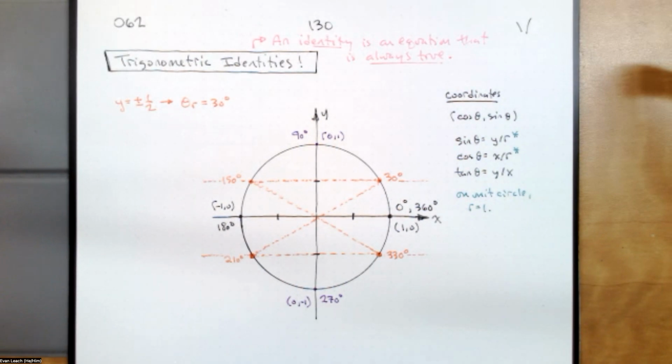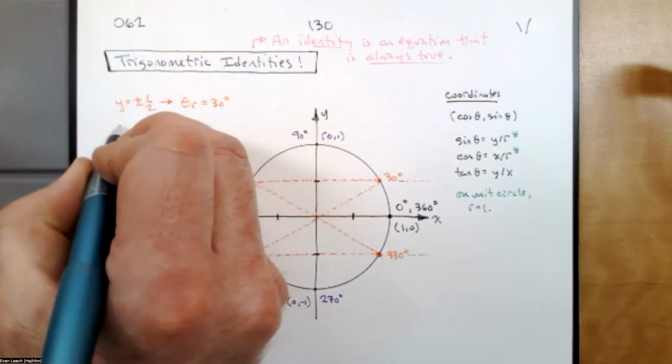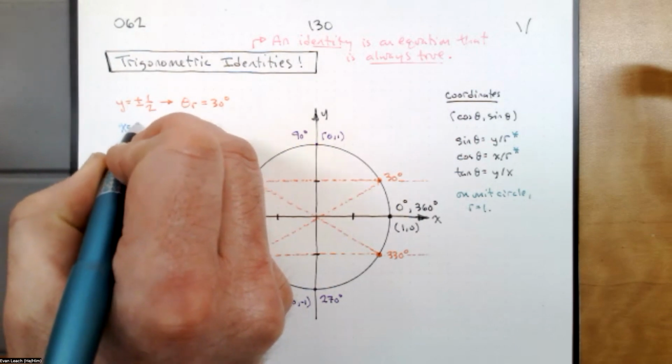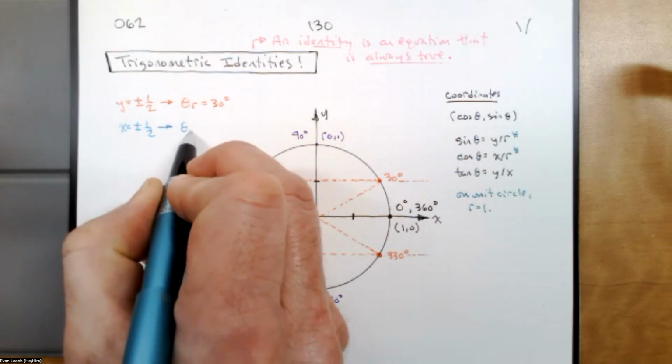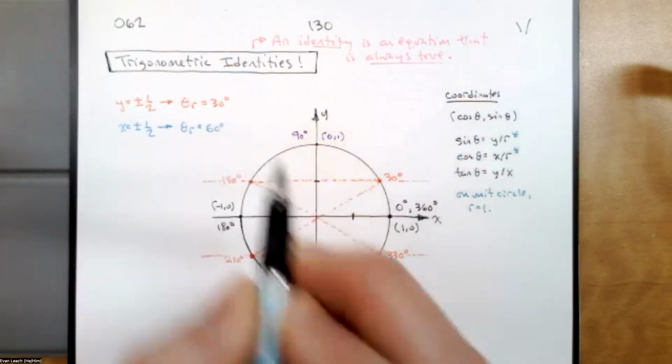So you go for y plus or minus 1/2. That's how you locate your 30-degree reference angles. For your 60-degree reference angles, you're going to locate where x is plus and minus 1/2. So when x is plus and minus 1/2, that's where you're going to find your 60-degree reference angles.